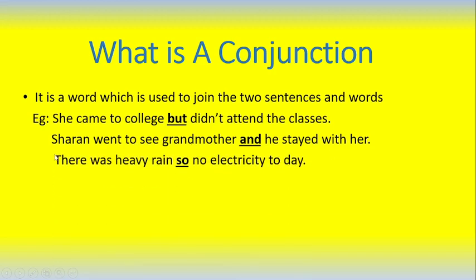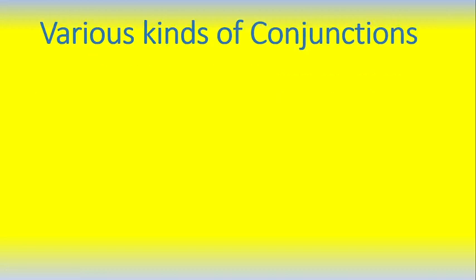Let's see another example. There was heavy rain, no electricity today. See here, two sentences. These two sentences are joined by the conjunction so. There was heavy rain, so no electricity today. Now let us discuss more about conjunction. Let us discuss various kinds of conjunctions.